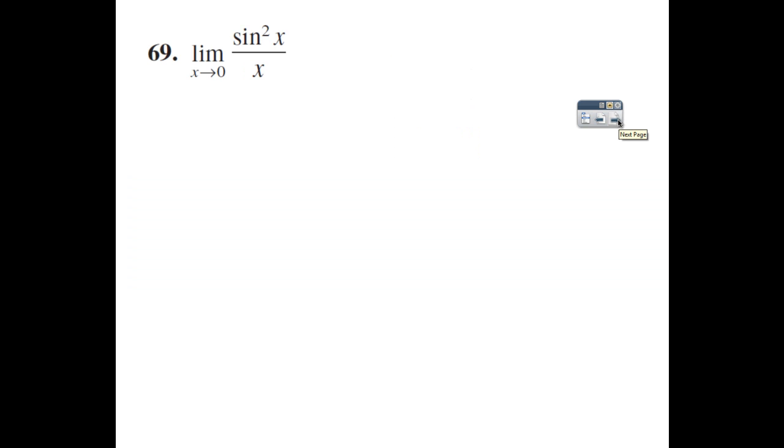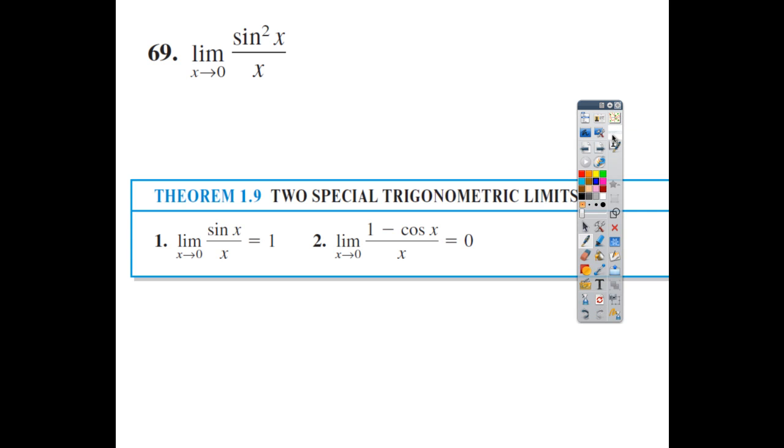69, we have the limit as x goes to 0 of sine squared x over x. We still have the 2 special trig limits where we have limit as x goes to 0 of sine of x over x. Now I need to convert this so I get rid of the squared, so I can write this as the limit as x goes to 0 of sine of x over x times sine of x. And now sine of x over x, that's going to be 1 times the sine of 0, and the sine of 0 is 0. So that is going to be our solution.